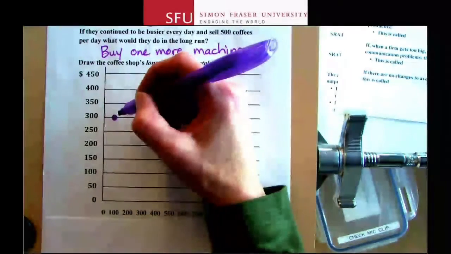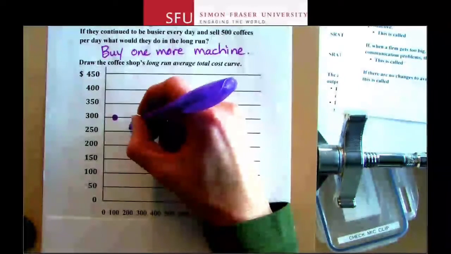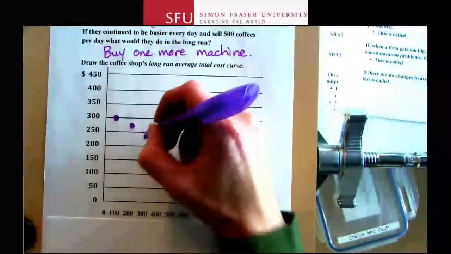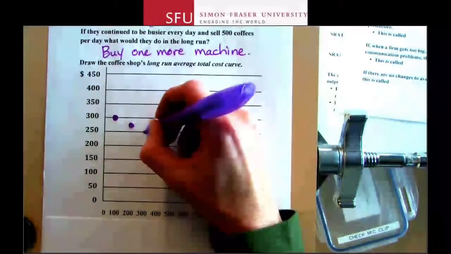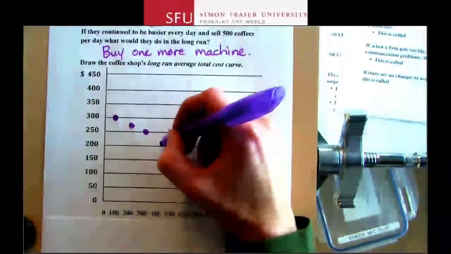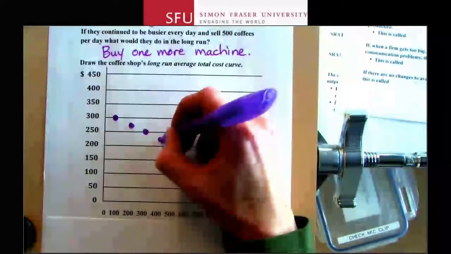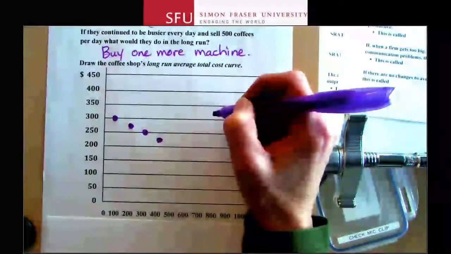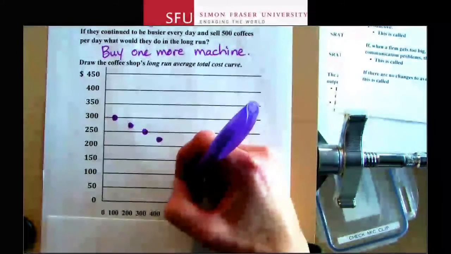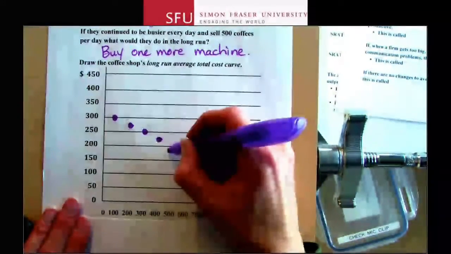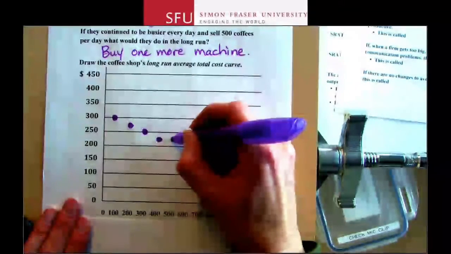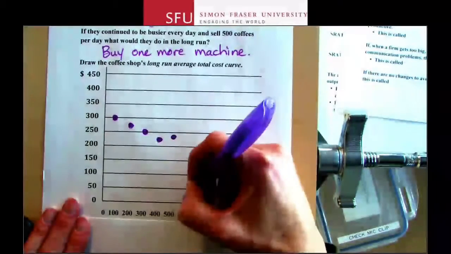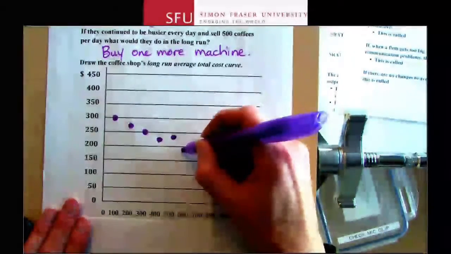At 200, 275. 300, 250. 400, 225. Okay, so that was all with one machine, and now they're going to switch to two machines. So at a quantity of 500, their cost will be 240, a little bit higher. And then at 600, the cost will be 210.